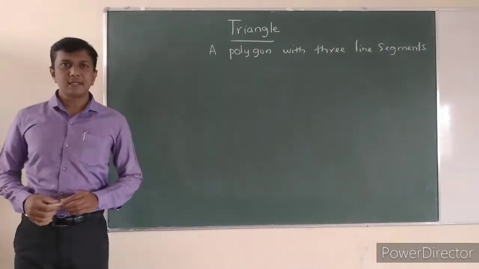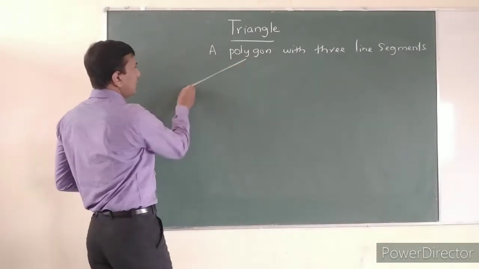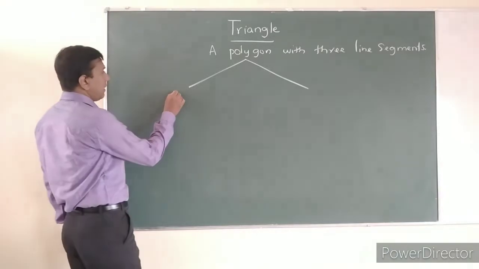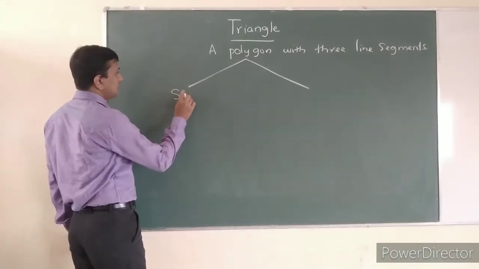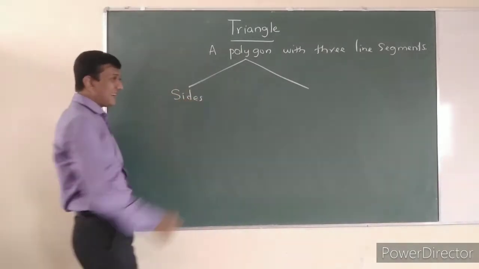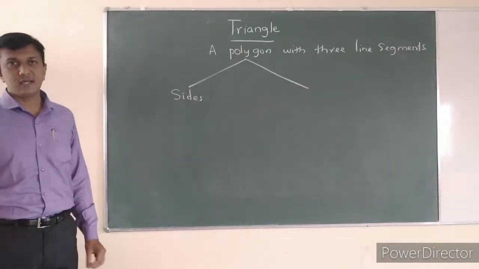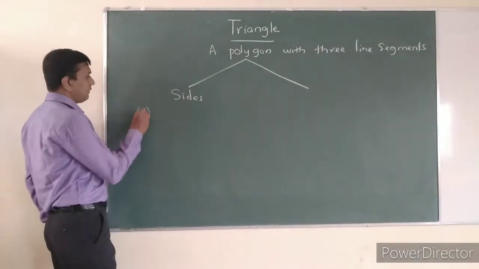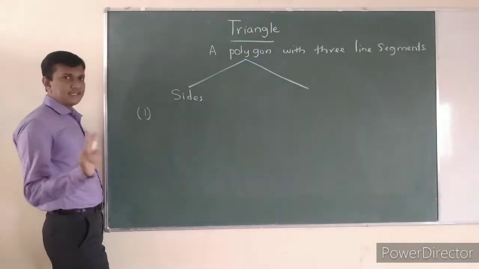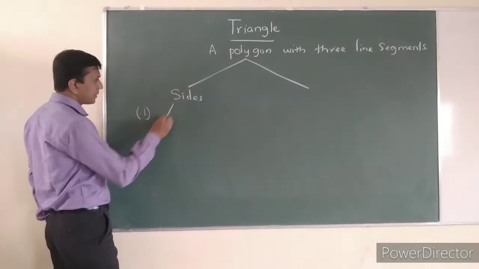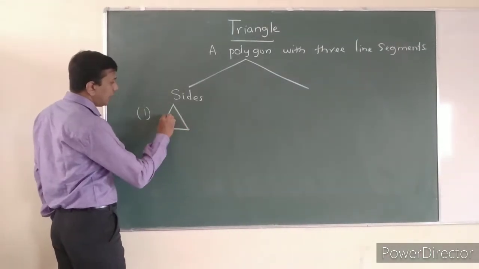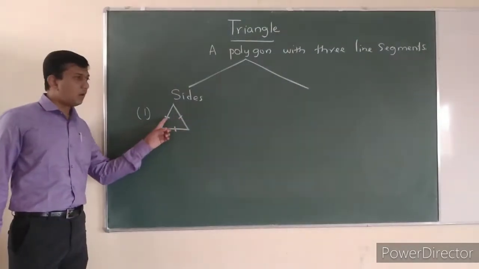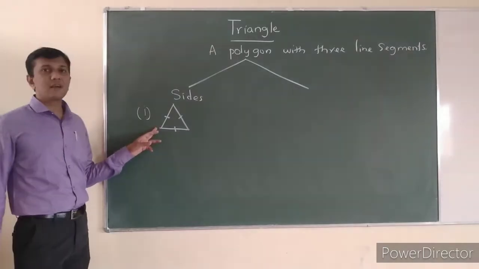How many types of triangles are there? We can classify triangles based on the sides. We can divide them into 3 categories. The first one is, if all the 3 sides of a triangle are equal, then we call it an equilateral triangle. This symbol indicates all are of equal length. Equilateral triangle.